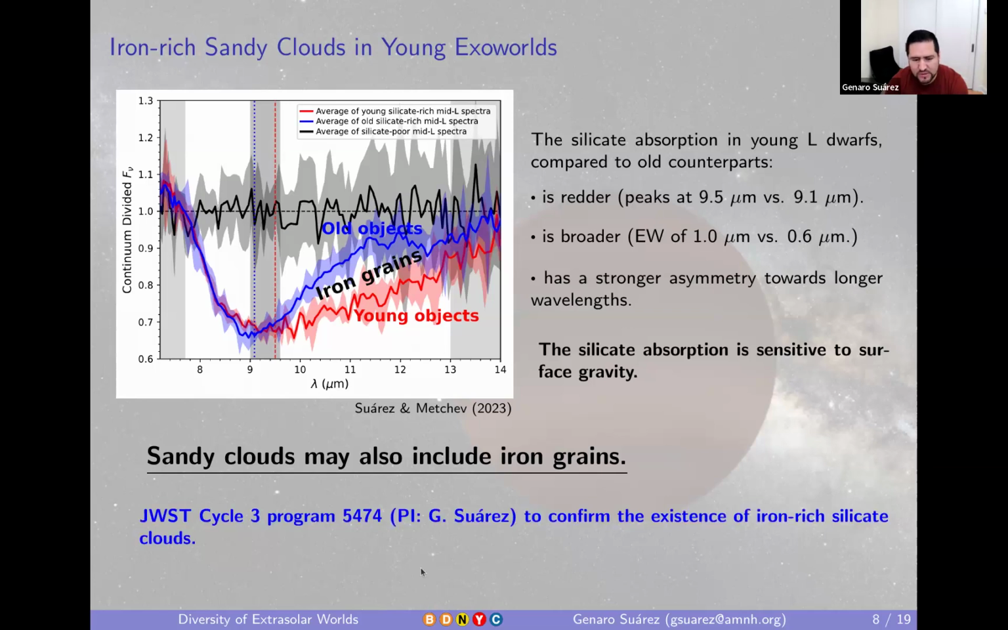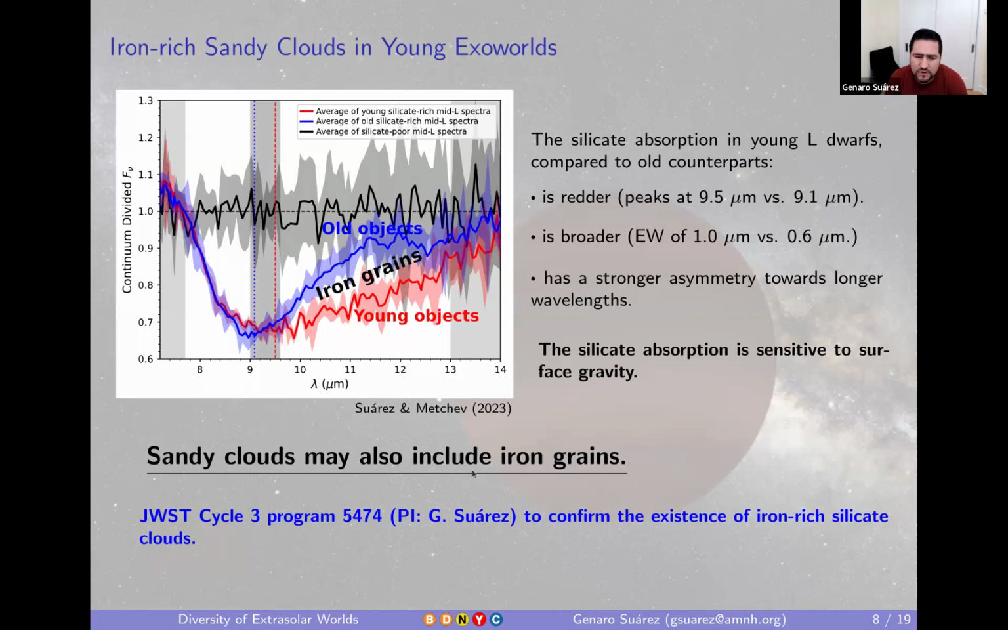So we have a Cycle 3 program that is already providing spectra for all the objects in this plot. We will observe 10 brown dwarfs, some young and others old. We already received the first two observations for mid-infrared. In addition to a higher signal, we also have higher resolution because we will use MIRI MRS, which provides the highest allowable resolution with James Webb, about 3000. And so we will also be able to explore the crystallinity of grains in these atmospheres.